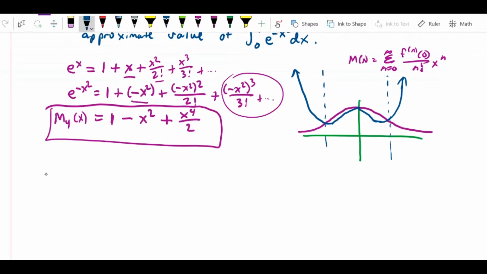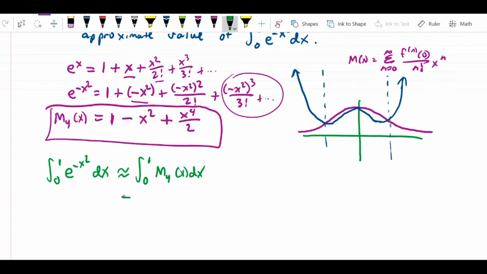The observation here is that the integral from 0 to 1, use green for this, the integral from 0 to 1 of e to the negative x squared dx, which we cannot calculate directly, is approximately equal to the integral from 0 to 1 of m4 of x. Why? Because that's the whole point. We created m4 to stand in for a function that we don't want to deal with. We created this approximation of it.